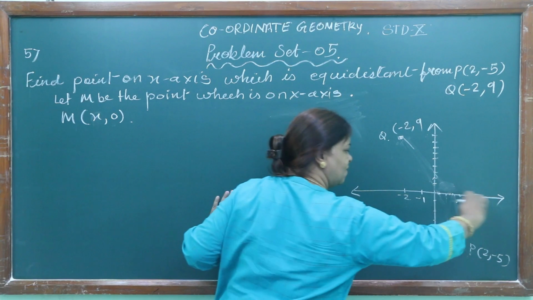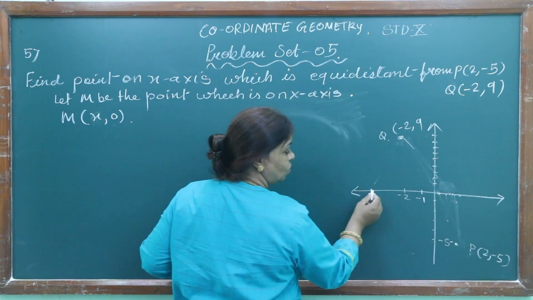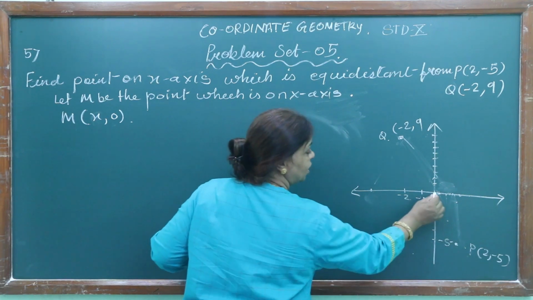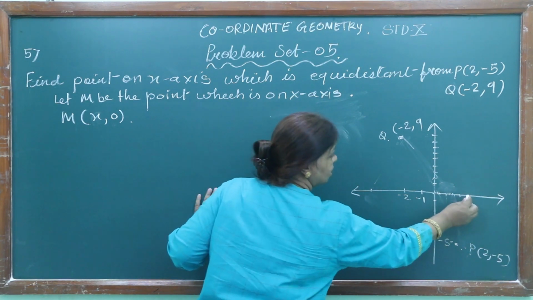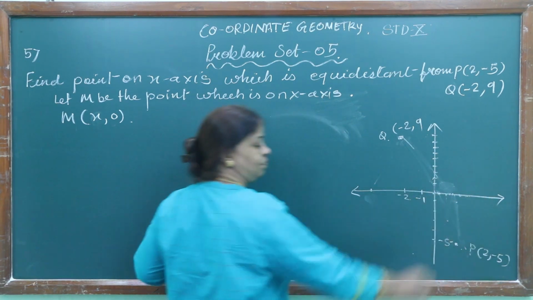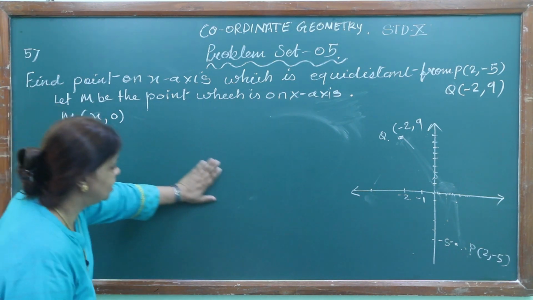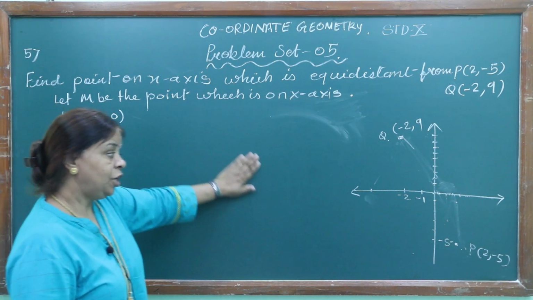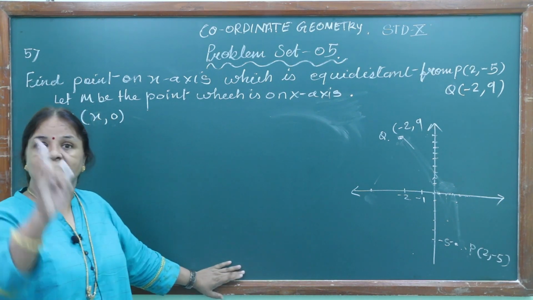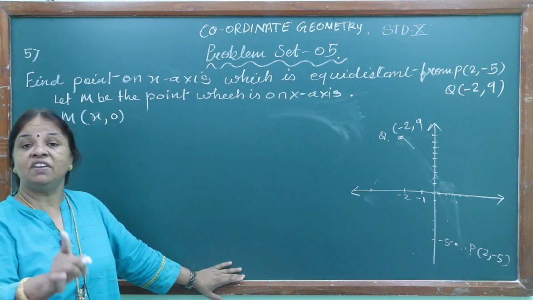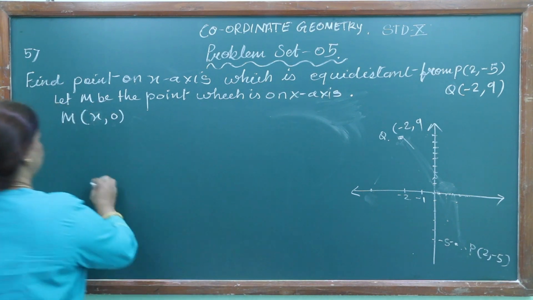Understood? That point M is on the x-axis. That point can be anywhere. It can be here. If the point M is here, then MQ is equal to MP. If that point is here, then MQ is equal to MP we have to take. If that point is here, MQ is equal to MP. Like that. So that point is at equal distance from the points P and Q, and here we cannot use the section formula because the points are not given collinear. So what can we use? We can use the distance formula.